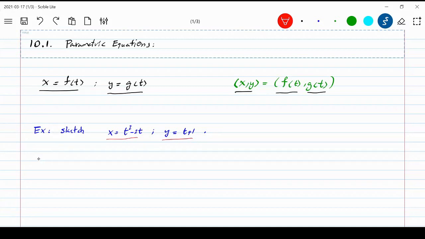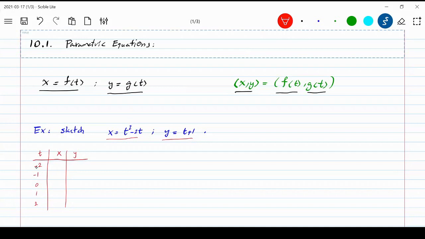How you do it is normally the same idea that we had for x and y. We draw a table for x and y, but now x is already depending on t, so I'm going to add an extra column for t. Let's say we pick t to be -2, -1, 0, 1, and 2, and figure out the corresponding x value and y value.